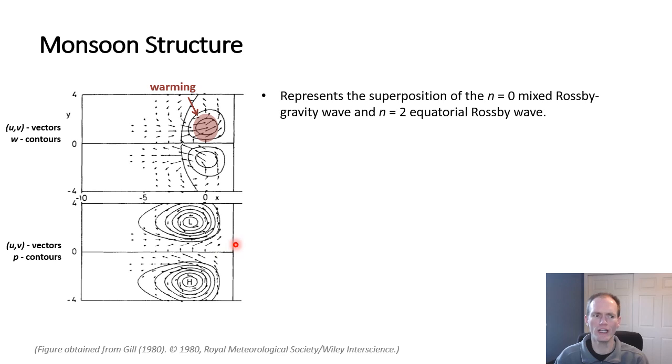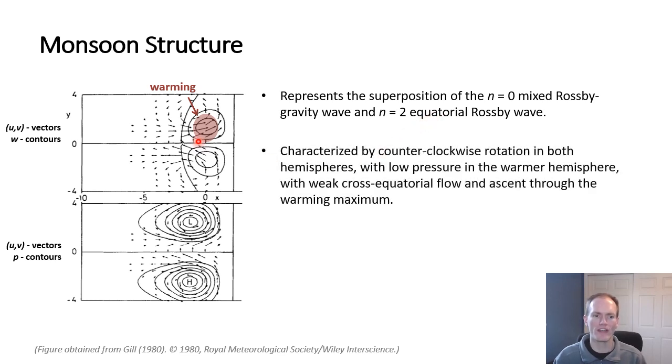So what does this look like? Here we have output for the velocities, the horizontal velocity in the vectors and the vertical velocity in the contours. And down here we have the horizontal velocity and the pressure perturbations. So we see very clearly that we have the superposition of that low over high mixed Rossby gravity wave and the low over high n equals 2 equatorial Rossby wave. We have counterclockwise rotation given by the vectors or the arrows here in both hemispheres, and this corresponds to low pressure in the northern hemisphere and high pressure in the southern hemisphere.